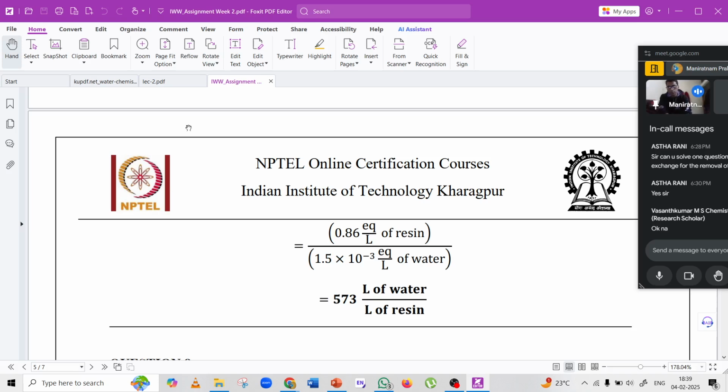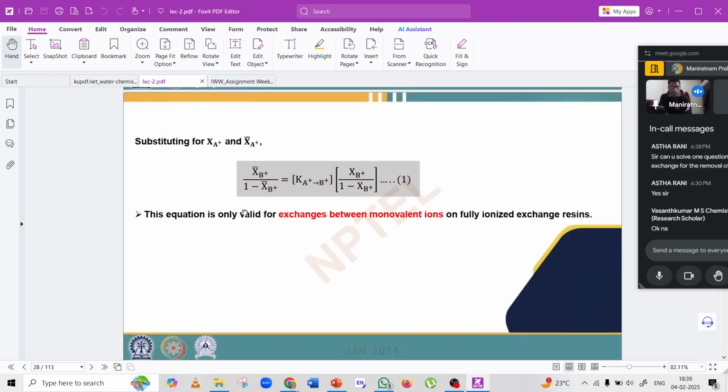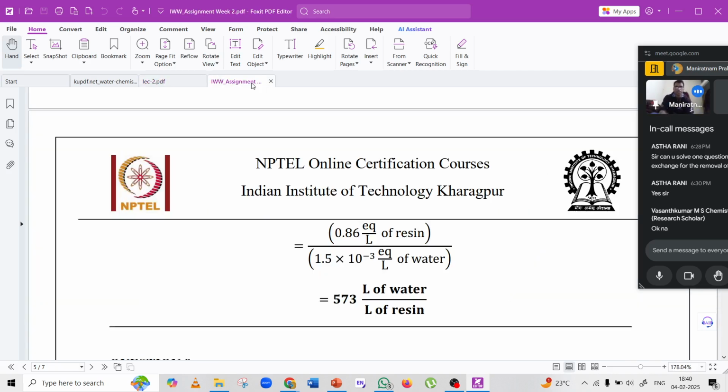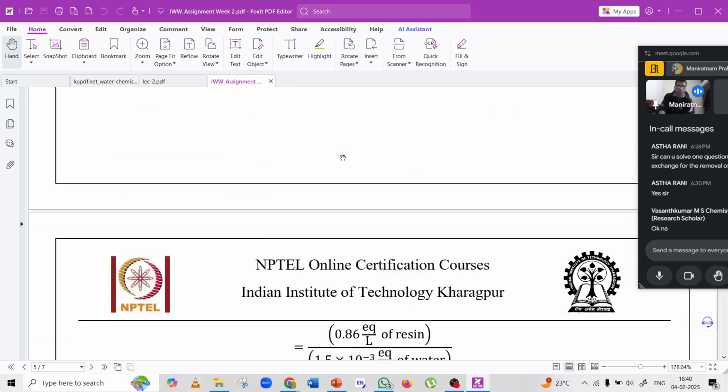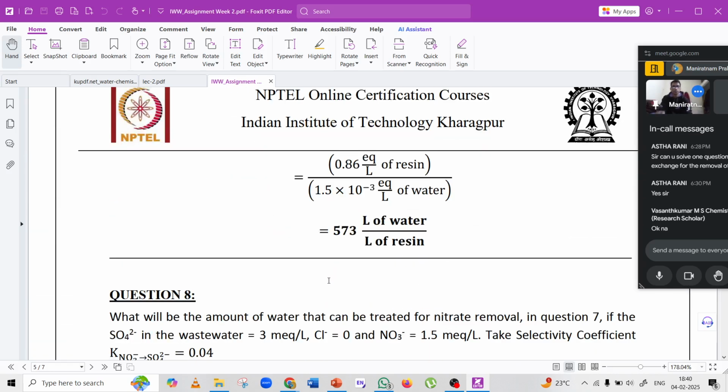I hope so. The overall concept was, first you should know how much of the contaminant is getting adsorbed on the resin, and based on that you will find the operating capacity, and based on the operating capacity you can find out the volume of water treated.